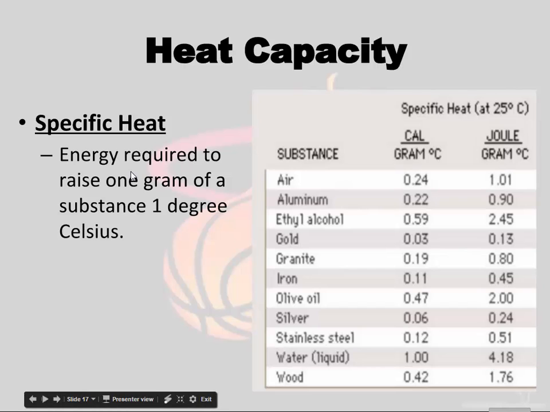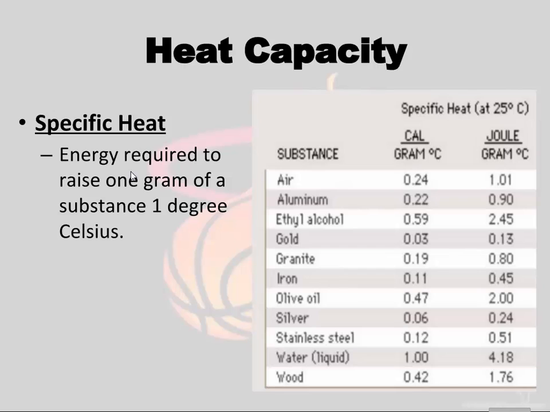And you can see a bunch of them here. We'll most commonly be using the Joule one. So air, 1.01, aluminum, 0.9, ethyl alcohol, 2.45. So the higher that number is, the higher its specific heat capacity is, meaning you have to add a lot more energy in order for it to change its temperature. And if you look on this list, liquid water has the highest heat capacity.